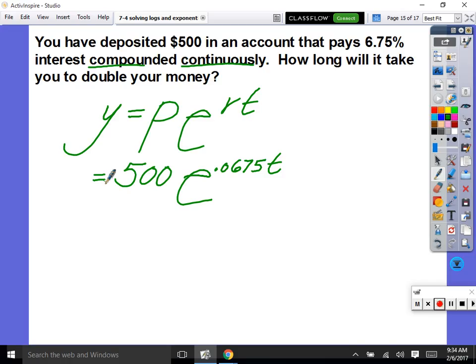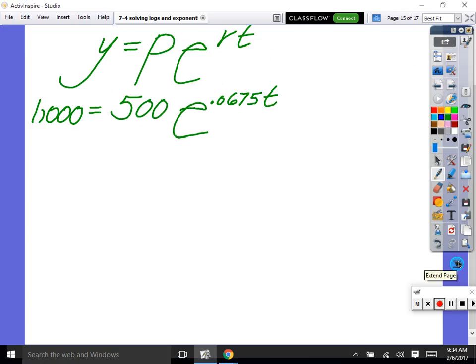It says how long will it take to double? So we don't know time. We do know what it would be doubled. How much would it be? So 1,000. Now let's use algebra. In regular, we just have them solved by graphing. Couldn't you graph this and see where they intersect? But where we're honors, let's do algebra.